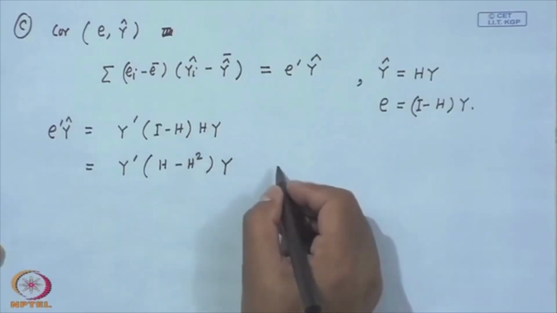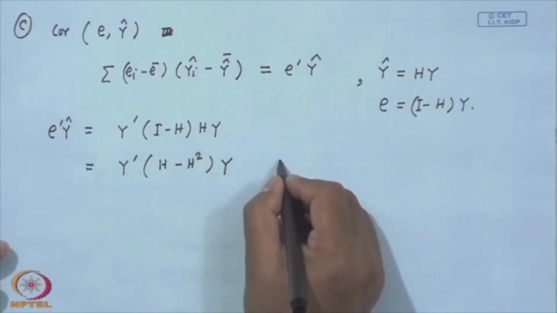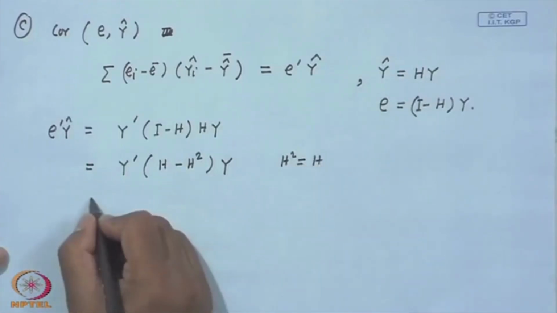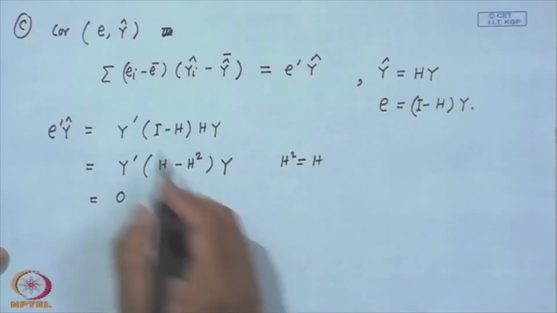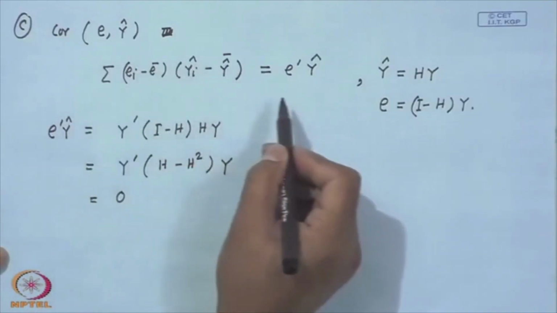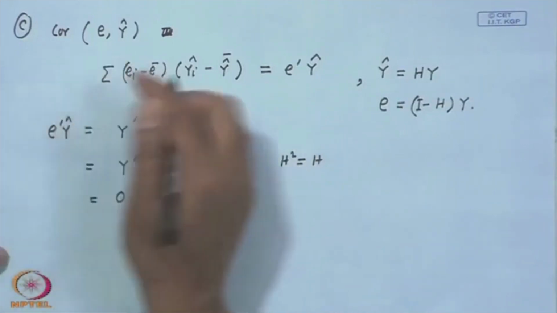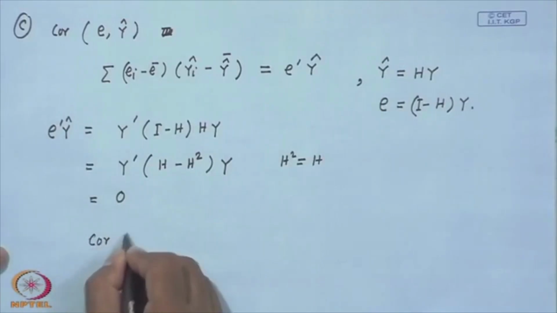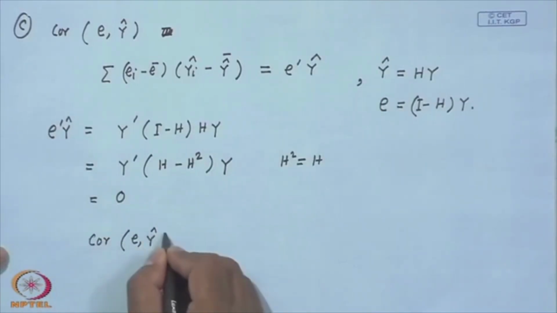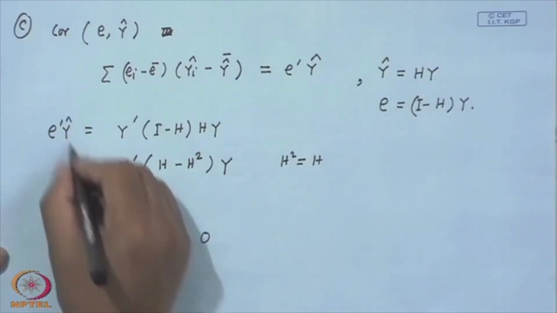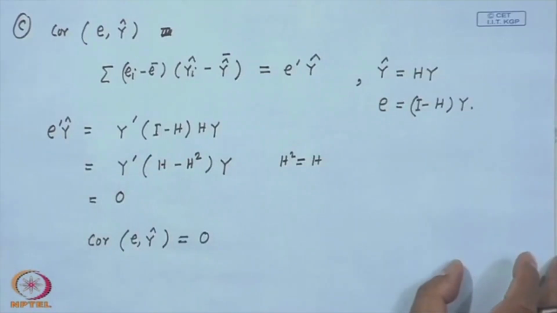Now, see this h is a hat matrix. So, h square is an idempotent matrix, so h square is equal to h. That is why this is equal to 0. So, you can see the covariance is equal to 0. This is the numerator of the correlation expression. So, the correlation between E and y hat is equal to 0 because of this fact. Okay. So, we are done with the first problem.